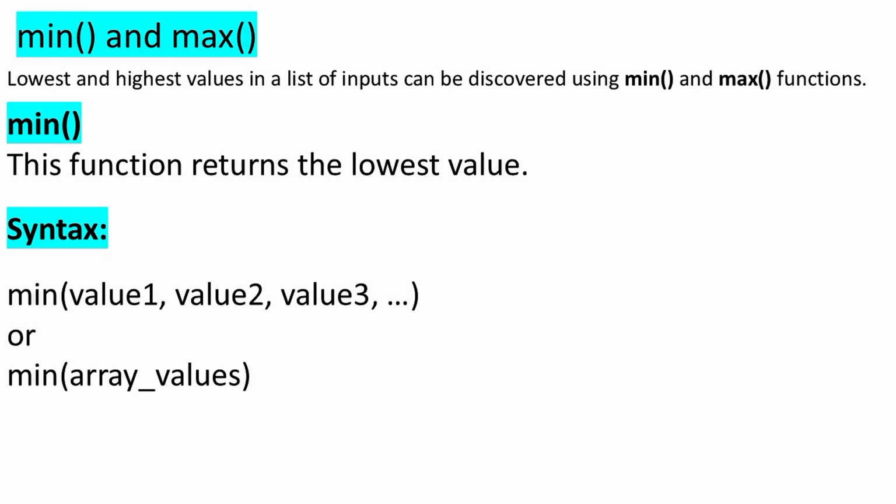In the next part, we'll look at the max function, which works in the exact opposite way. It finds the highest or largest value among multiple numbers or within an array. So in short, these two functions, min and max, help you quickly identify the range of your data, which is incredibly useful in calculations, comparisons, and data analysis.